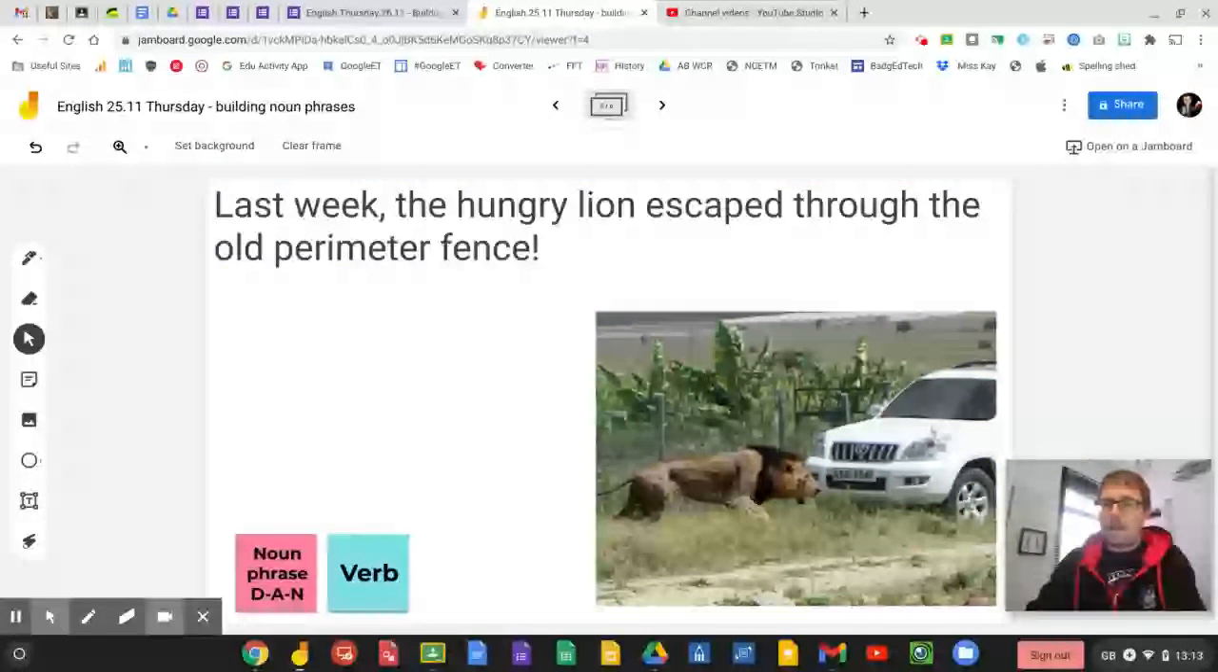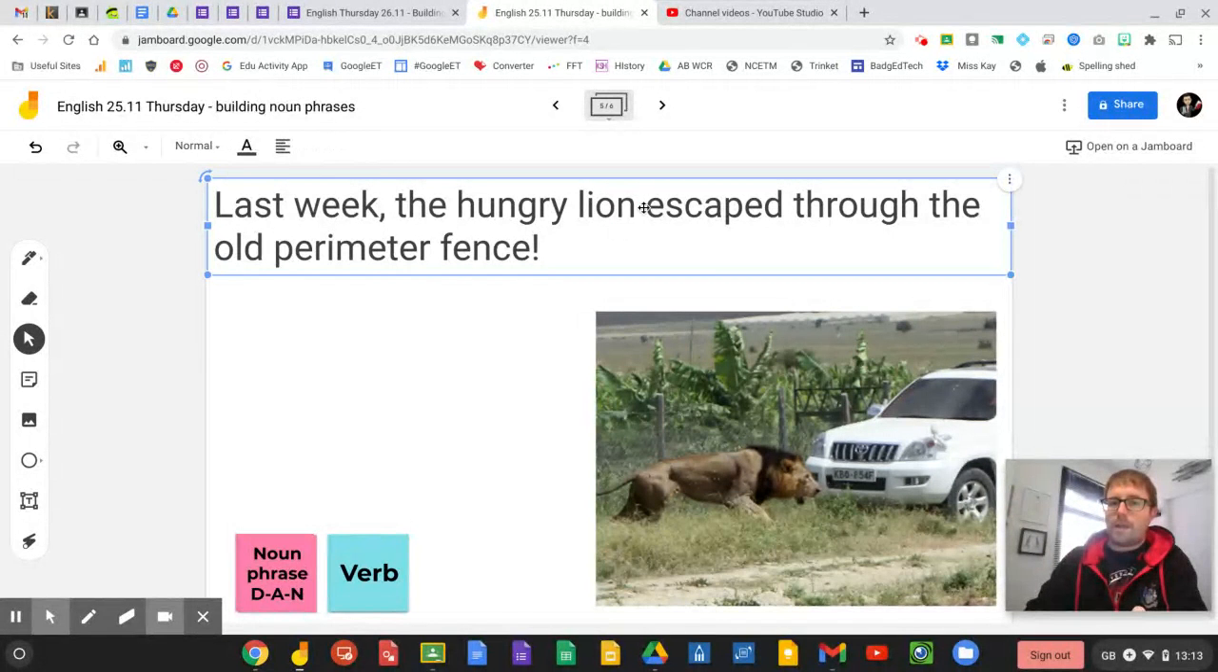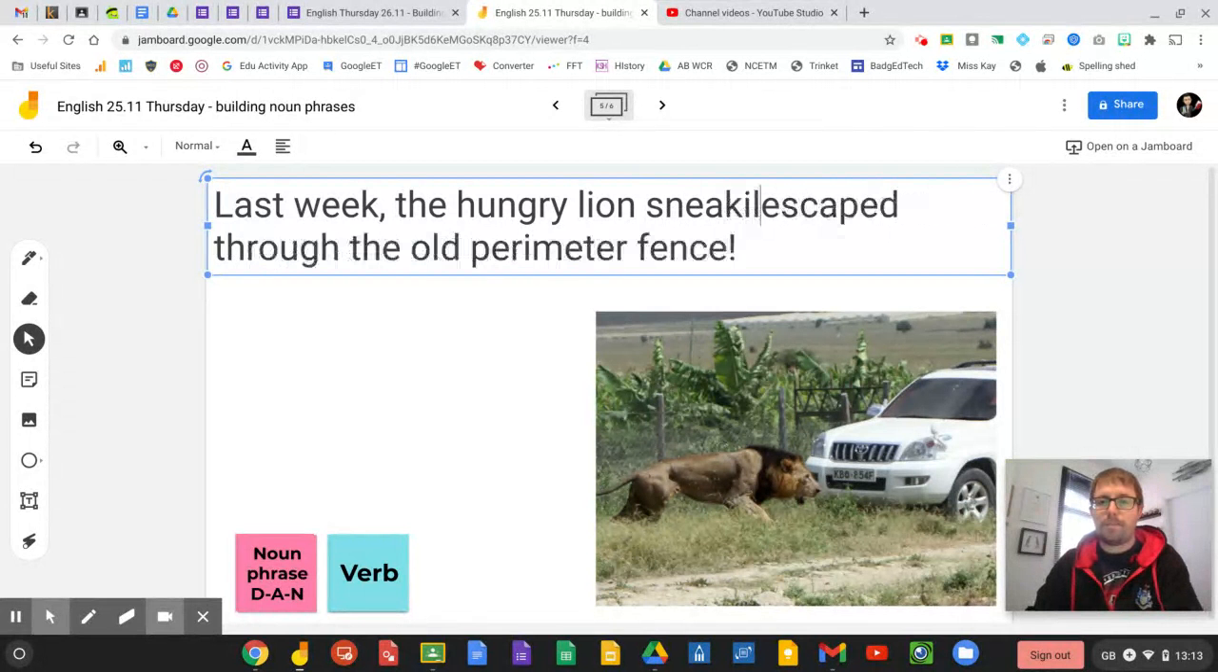However, I could also improve it a little bit more. Now, I've said one of the things we could look for would be an adverb. I'm going to add an adverb. So I've got my verb escaped. If I add an adverb, that'll be telling me how the escape happened. So I'm going to make it sneakily. So last week, a fronted adverbial of time, the hungry lion, noun phrase, sneakily escaped through the old perimeter fence. That is a much more exciting sentence.